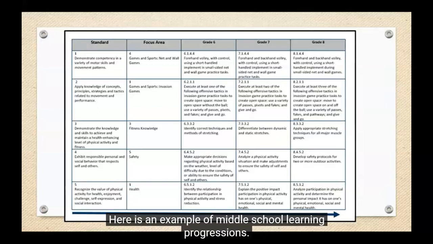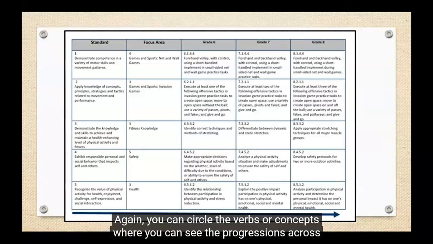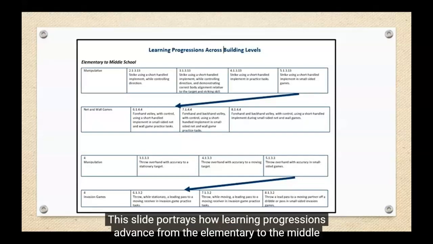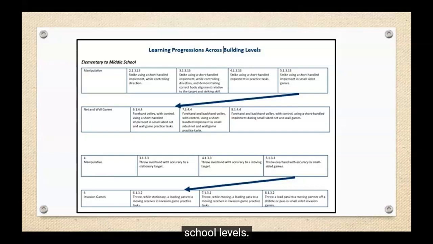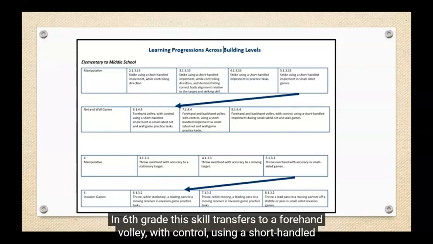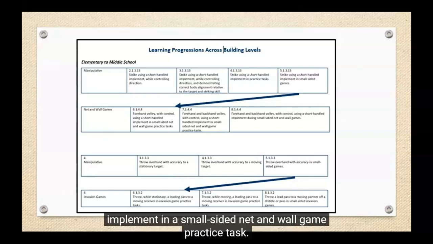Here is an example of middle school learning progressions. Again, you can circle the verbs or concepts where you can see the progressions across grade levels. This slide portrays how learning progressions advance from the elementary to the middle school levels. For example, in 5th grade, students strike with a short-handled instrument in a small-sided game. In 6th grade, this skill transfers to a 4-hand volley with control using a short-handled implement in a small-sided net and wall game practice task.